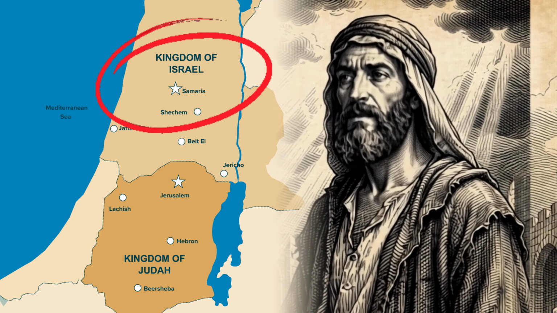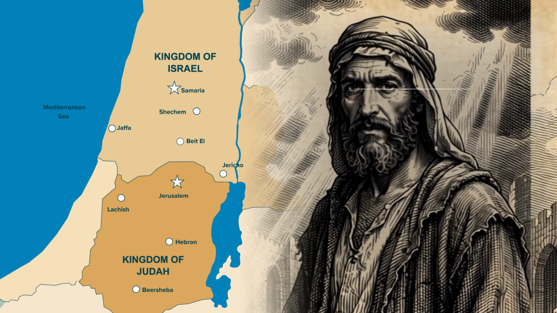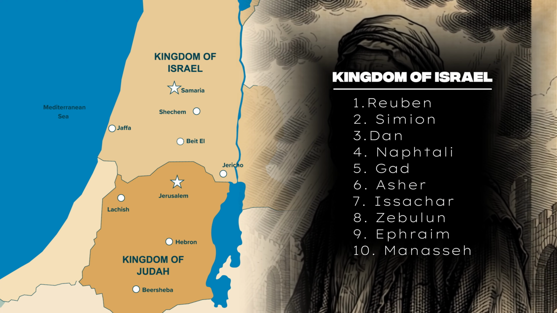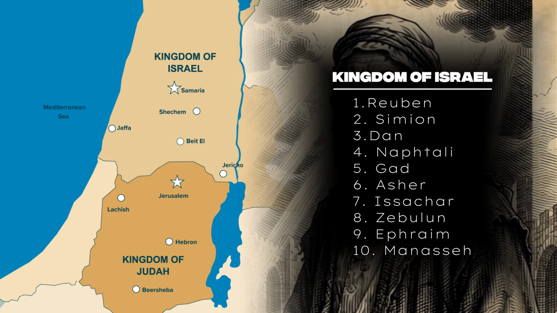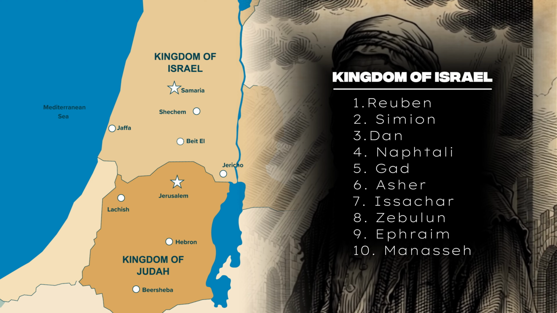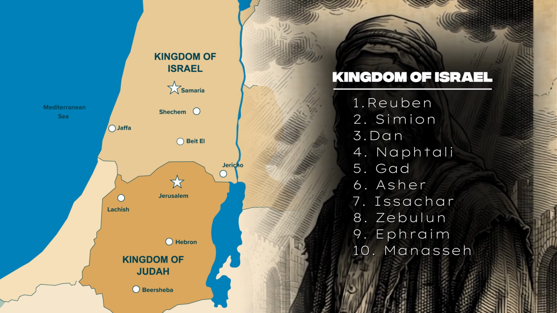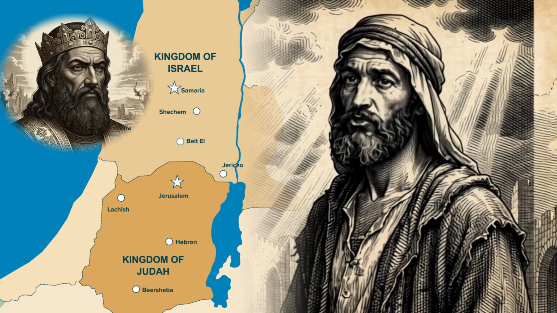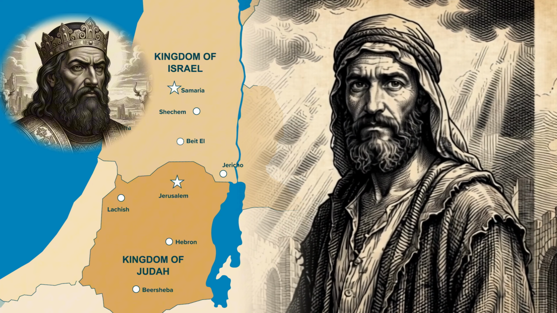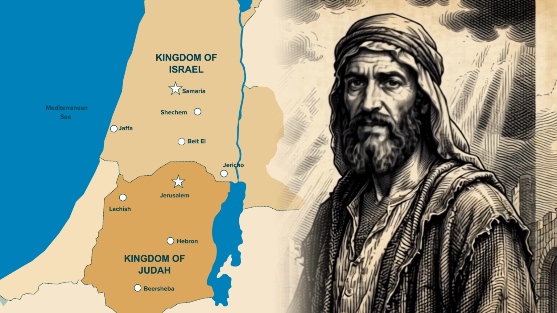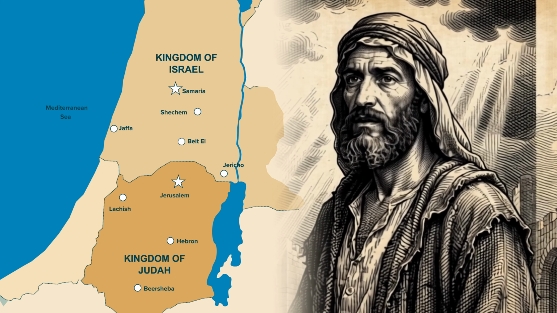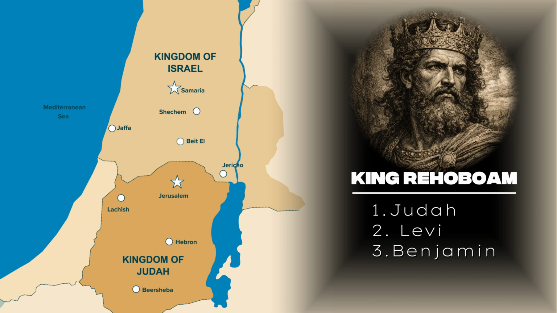Israel, northern kingdom, made up of 10 tribes of Israel: Reuben, Simeon, Dan, Naphtali, Gad, Asher, Issachar, Zebulun, Ephraim, and Manasseh, ruled by Jeroboam, one of Solomon's officials, with its capital being Shechem. Judah, southern kingdom, mainly Judah and Benjamin with Levi as priests, ruled by King Rehoboam, its capital being Jerusalem.